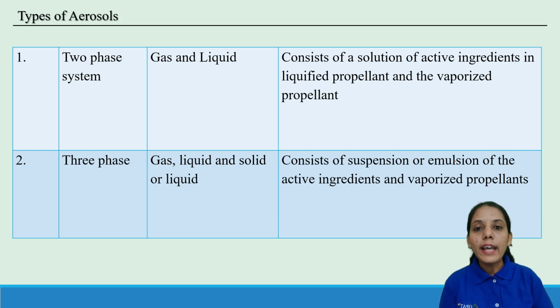Now we will see only types of aerosols. Based on what kind of liquid or gas or any other material is present, it is divided into two types. First is the two-phase system. Now what do you mean by phase? Something which is separate. For example, gas and liquid. Gas is a different phase and liquid is a different phase. These are two different phases, so it is known as a two-phase system.